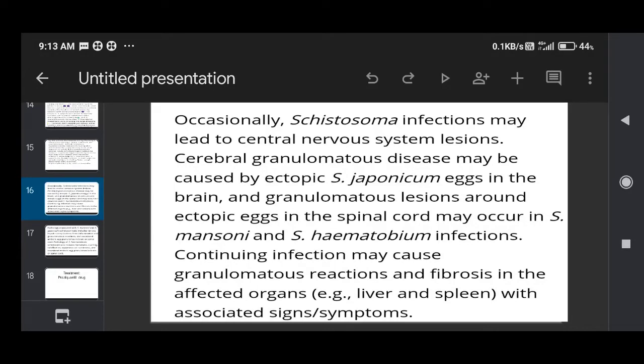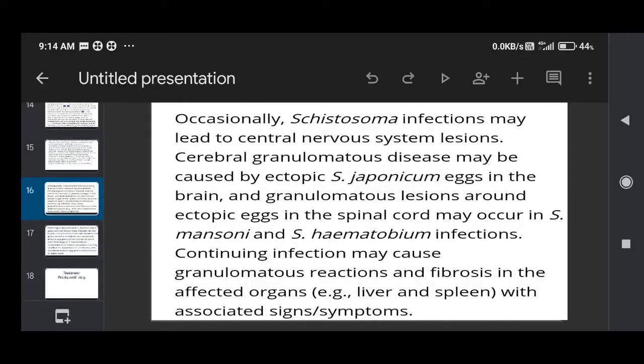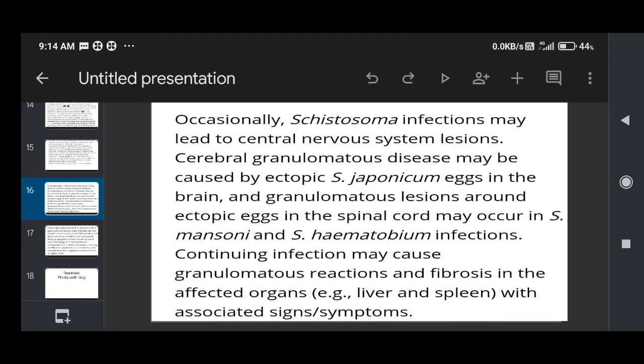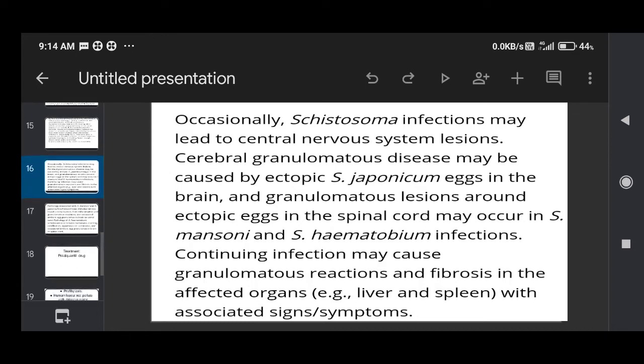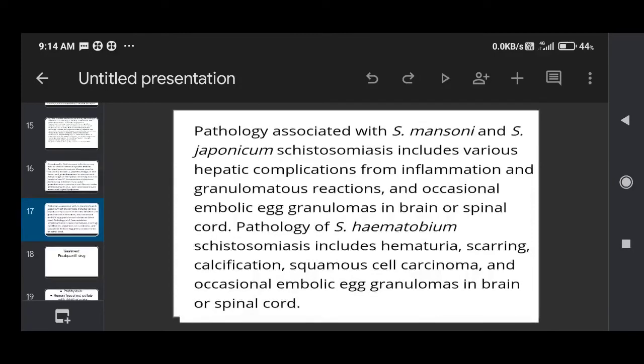The different Schistosoma species have different characteristics. In some cases the eggs enter the central nervous system, which leads to cerebral granulomatous disease, and some Schistosoma japonicum eggs are released into the brain and cause brain lesions. So these are the different effects of Schistosoma on human beings. So how to identify?